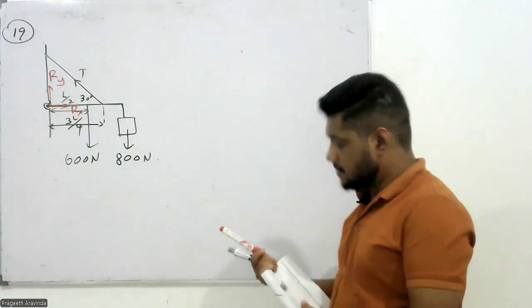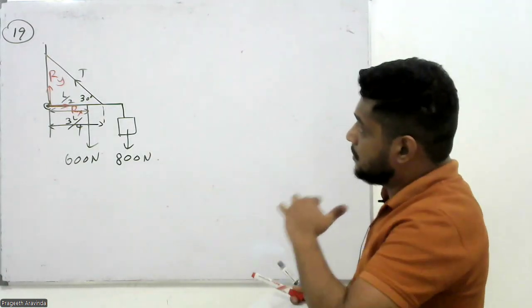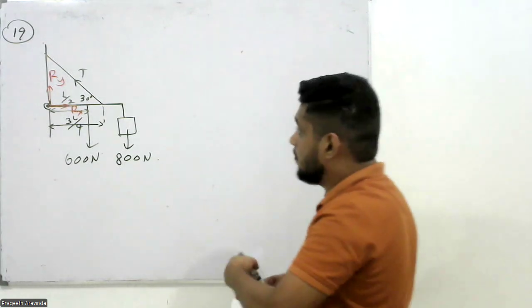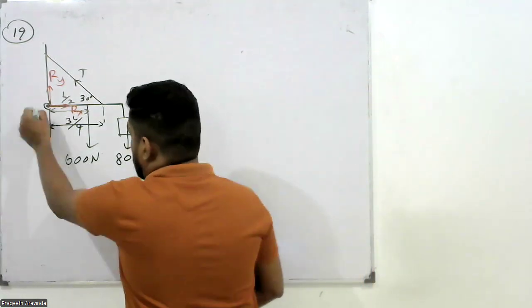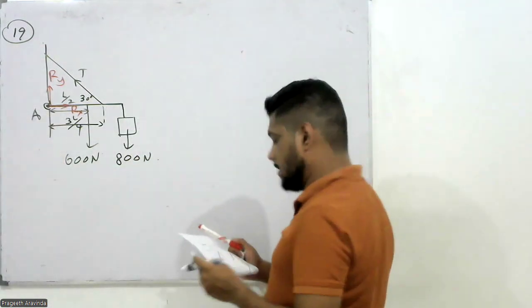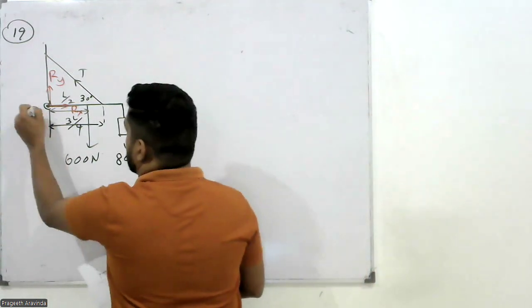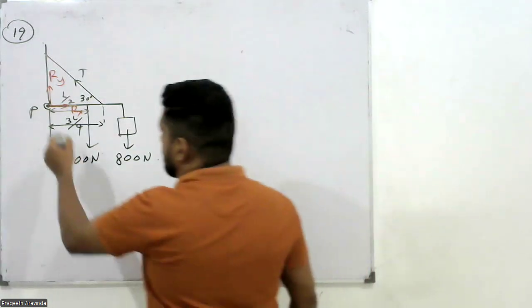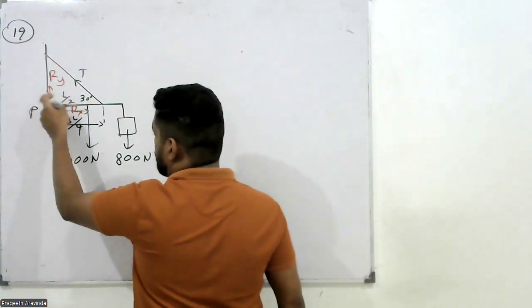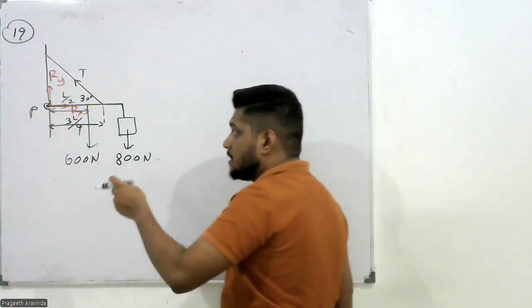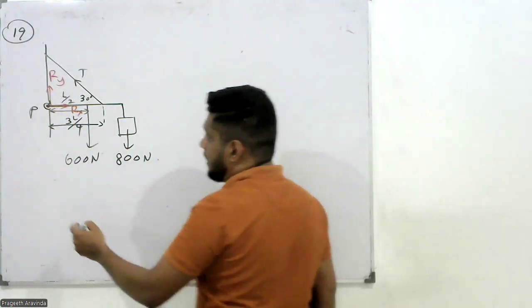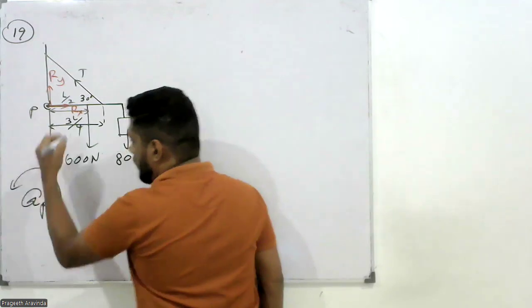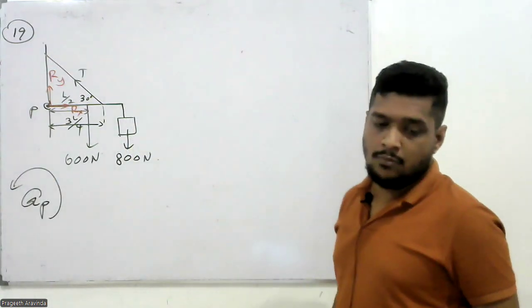So now what happened? The first thing you need to find is the moments around that pivot, the point P. That's P. Then the tension... because if you select this point, this reaction is going through that point. So there is no moment to take for it. So you can consider only the component of the tension.